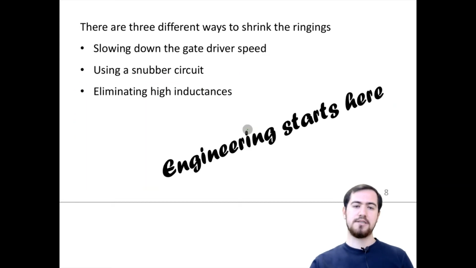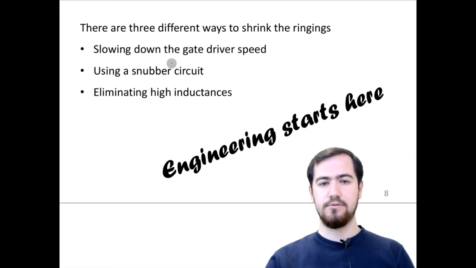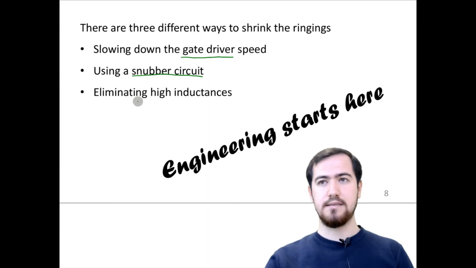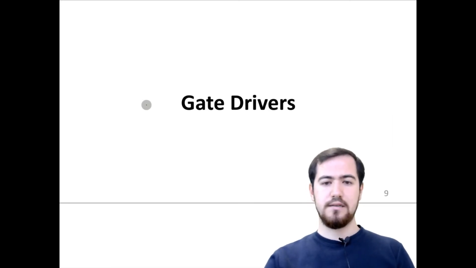So actually there are three ways to shrink these ringings or solve these problems. The first thing you can do is slow down the gate driver speed. So we need to pay some attention to gate driver designs. We can use a snubber circuit to reduce the speed of transition moments, and a better way is actually to eliminate the high inductances in the power loop or the gate loop, which will be defined soon. So let's begin with the gate drivers.